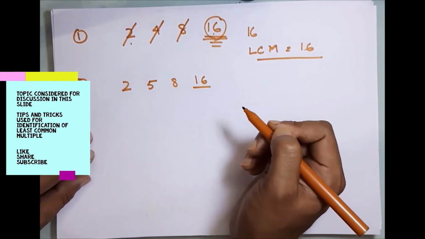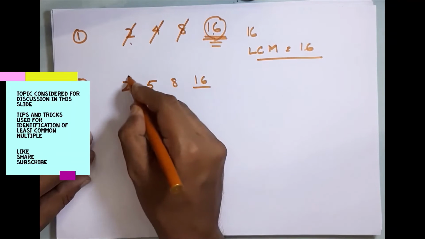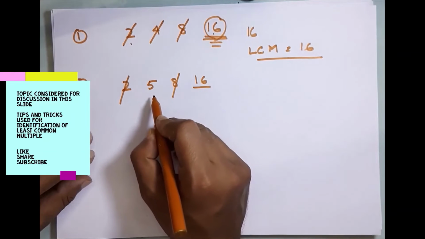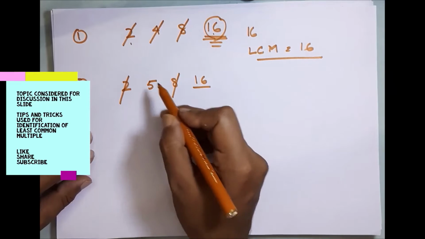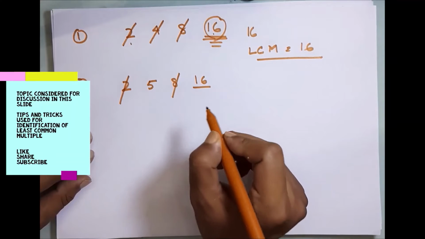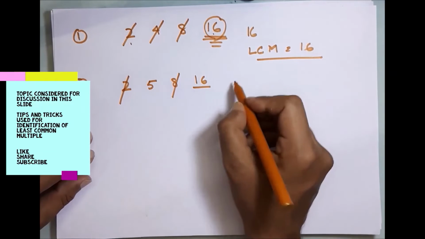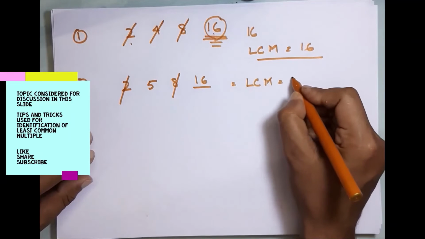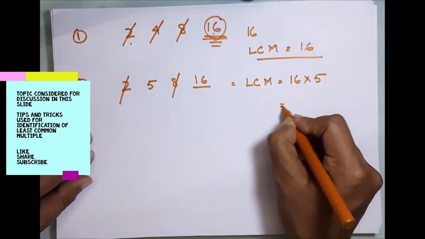16 is the biggest number. Is there any other number which will be able to divide 16 without leaving any remainder? Yes, 2, we will strike out 2. Yes, 8, we will strike out 8. Now 16 cannot be divided by 5, and 5 is a prime number. When two numbers remain and one of them is a prime number, we call this number series co-prime, and the remaining number multiplied by the prime number becomes your LCM, which is 80.